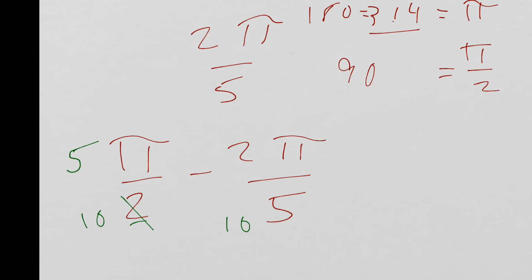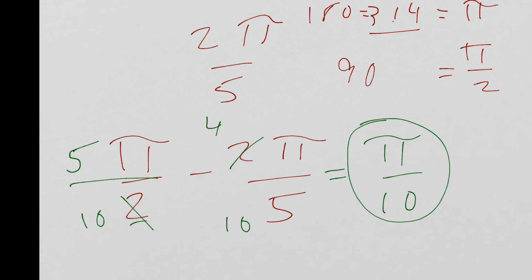So instead of a 2, we have 5 pi over 10. Over here, we multiplied by 2. This would turn to 4. So now the math is 5 pi minus 4 pi over 10, or pi over 10. This is the complement of our original angle.